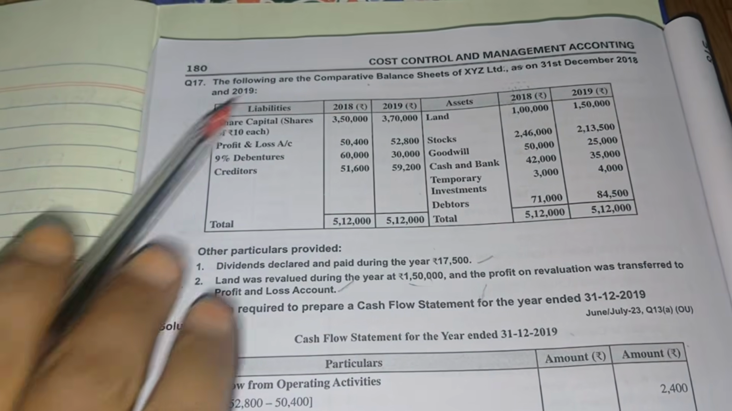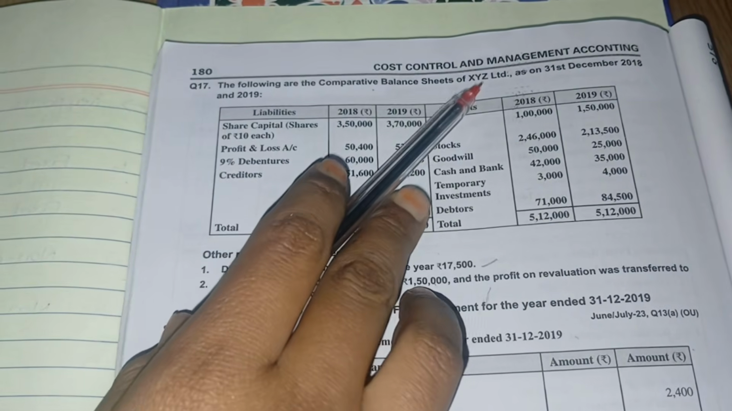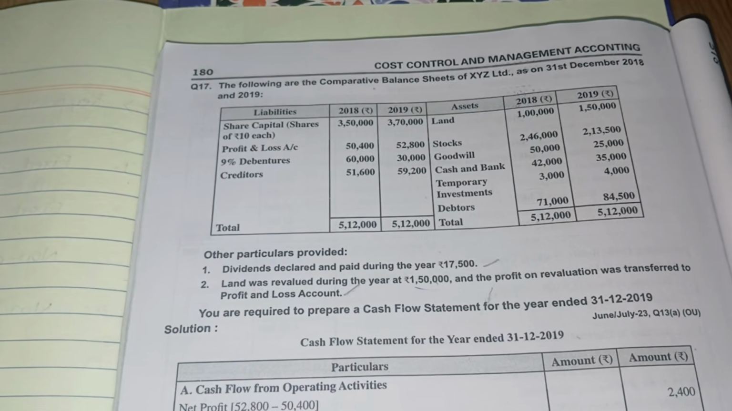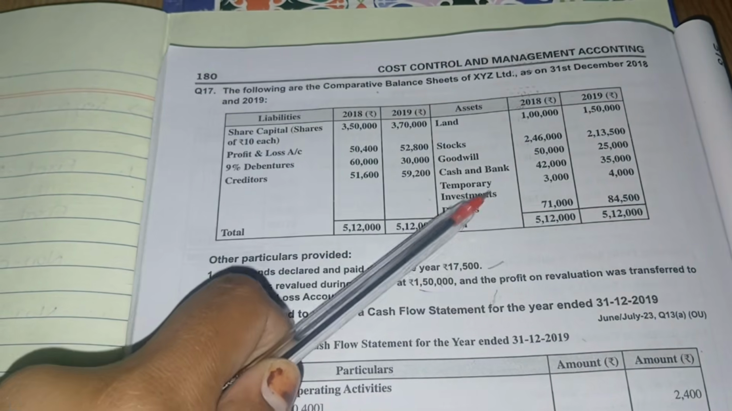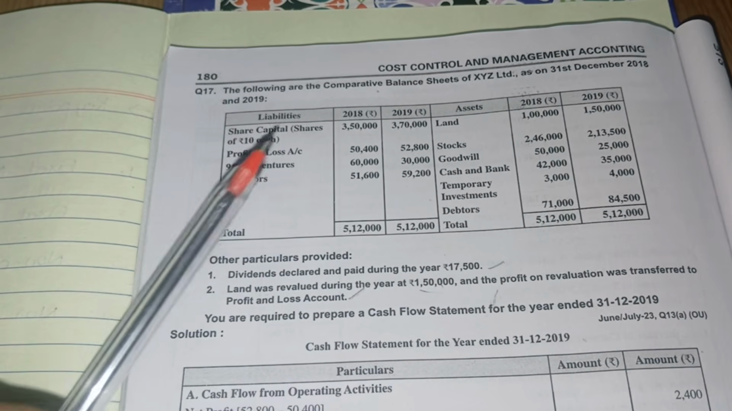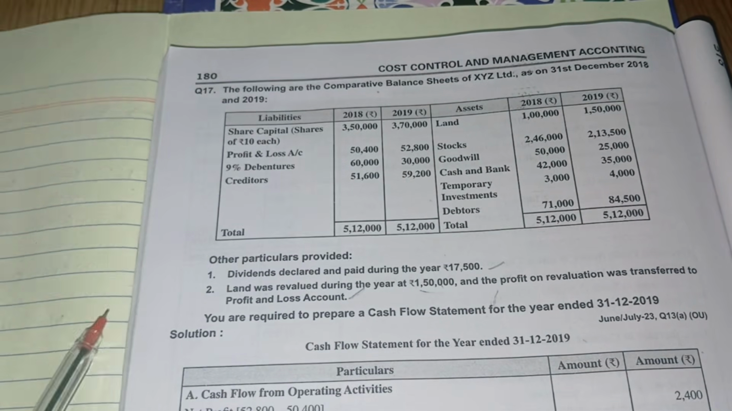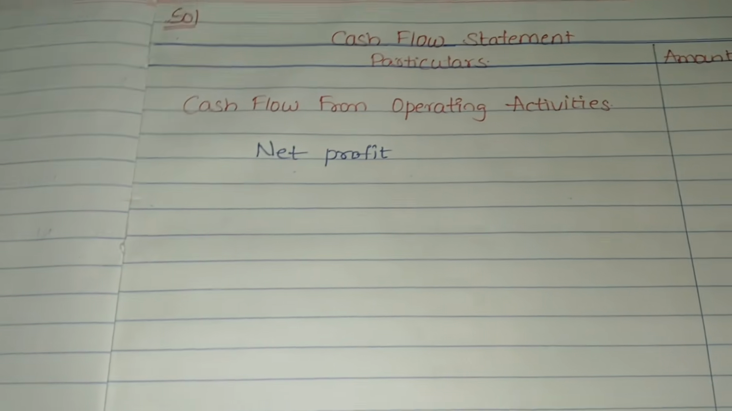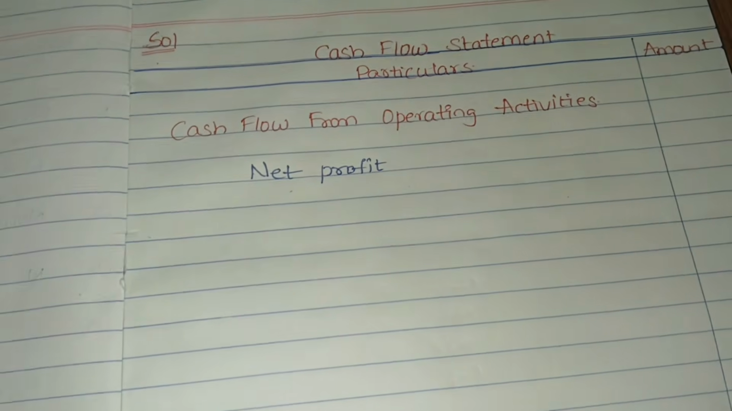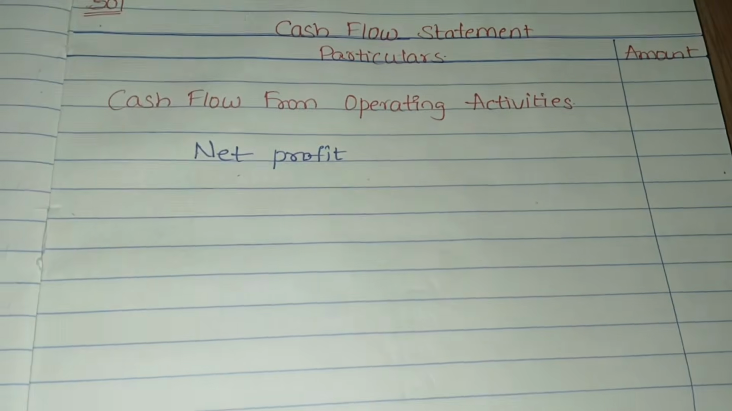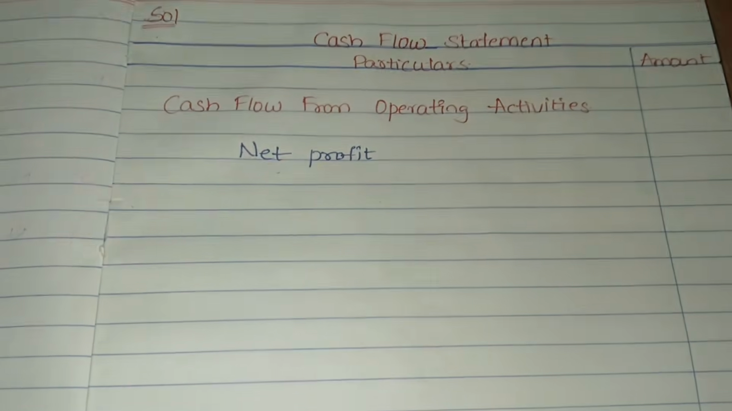The following are the comparative balance sheet of XYZ Limited as on 31st December 2019. They have given liabilities, they have given assets, and they have given the adjustments also. Before that, we need to draw the pro forma. This pro forma is for the cash flow statement: particulars, amount, and first you will have cash flow from operating activities. In that, first you will have net profit.